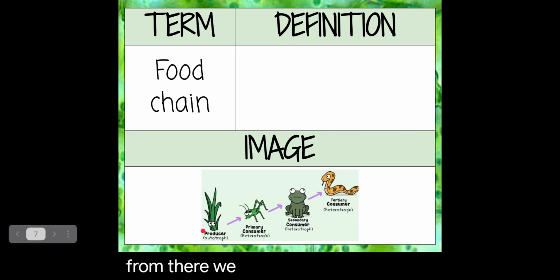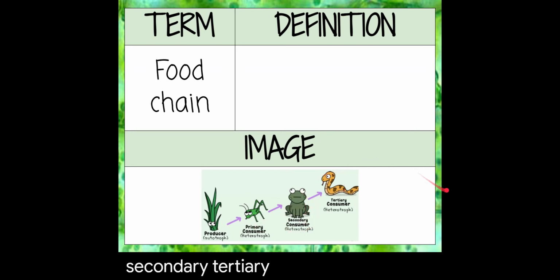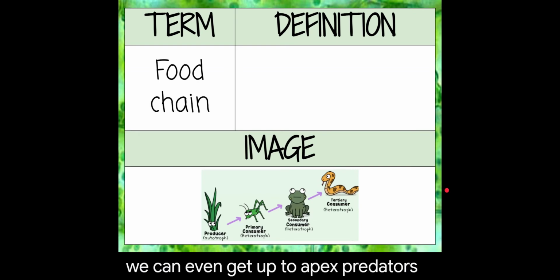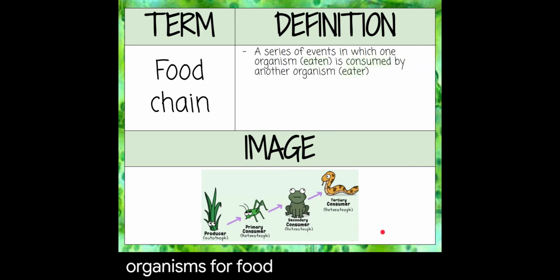Then from there, we have our consumers. The consumers that eat our autotrophs would be our primary consumers. The consumers that eat them would be secondary, tertiary, and so on and so forth. We can even get up to apex predators, thinking of things like sharks, lions, and every organism that is not an autotroph is then going to be a heterotroph because they will be eating other organisms for food.